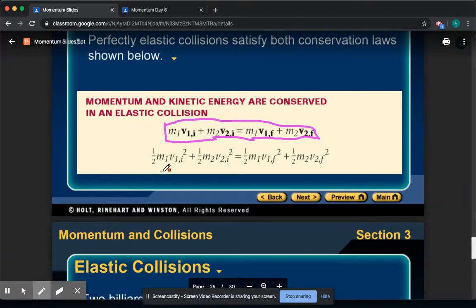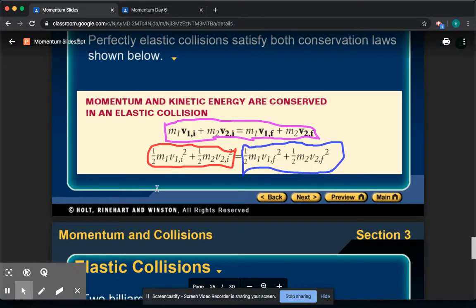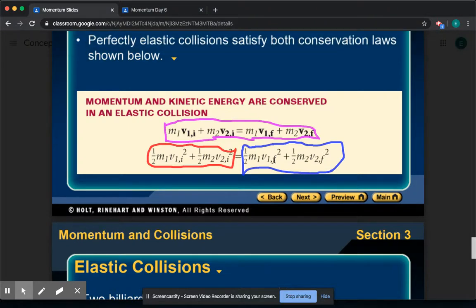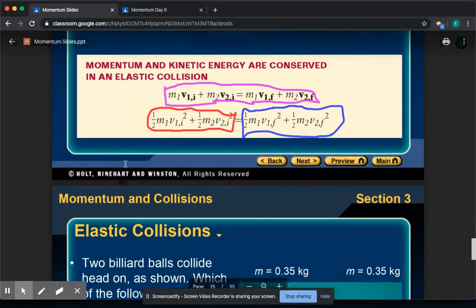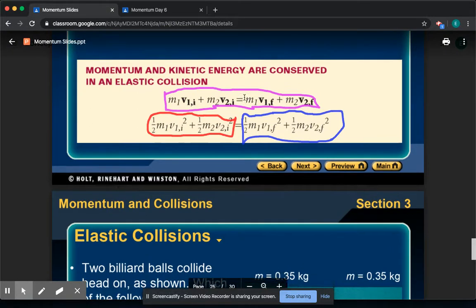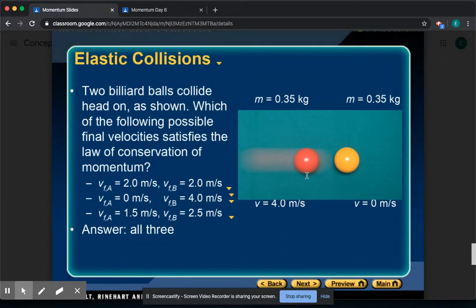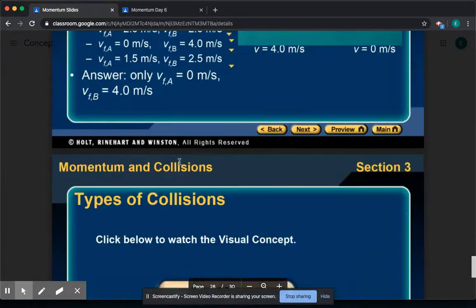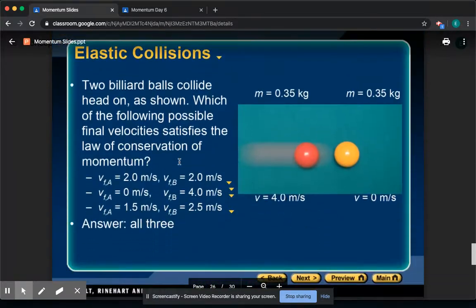Okay. So what this is saying, again, the left side, I'm going to highlight it, is the kinetic energy before the collision. And then the right side is your kinetic energy after the collision. And they should be equal to one another for elastic collisions. Again, remember the I is for initial, the F is for final. So both of those things are conserved for elastic collisions. And here they give you some examples. We'll look at these two, and then we'll go on to the assigned work.